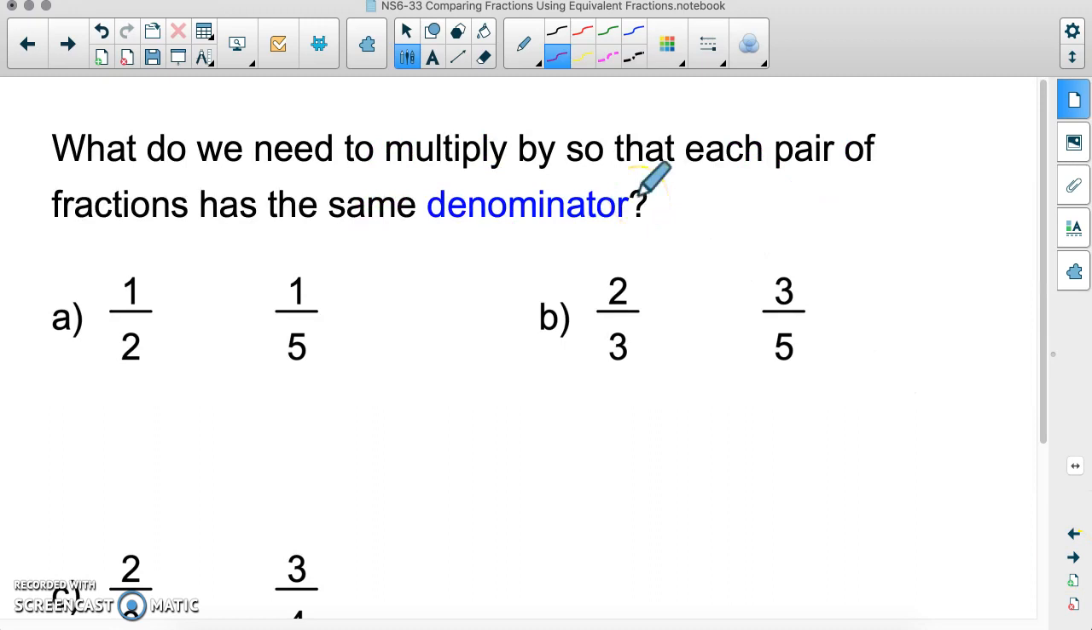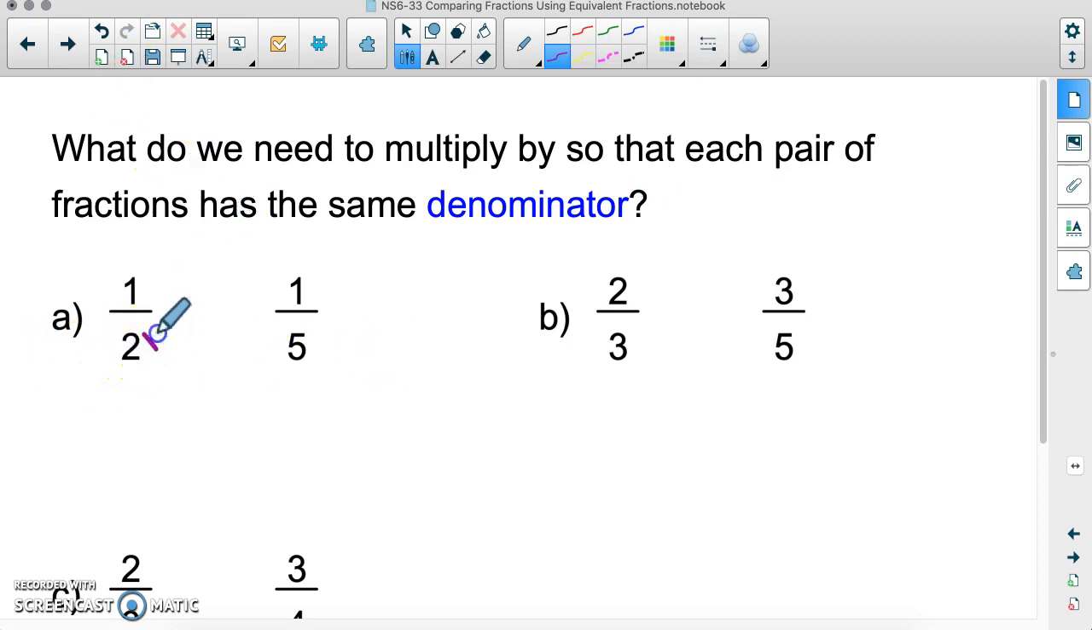So what do we need to multiply by so that each pair of fractions has the same denominator? So we have 1/2 and 1/5. You do not need to multiply by the lowest possible number to get a common denominator. Instead, you should just be encouraged to multiply each numerator and denominator by the denominator of the other fraction. So you're just going to flip these denominators around.